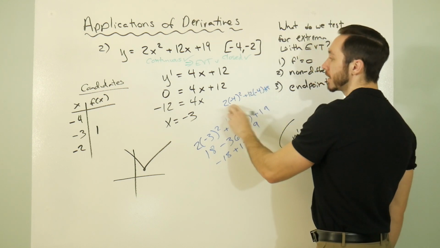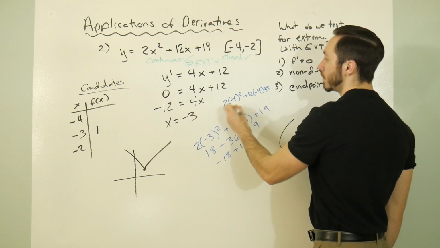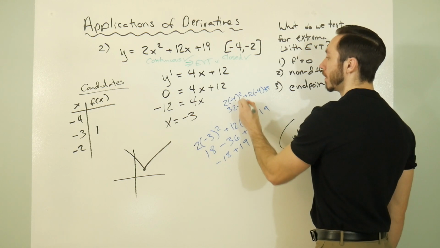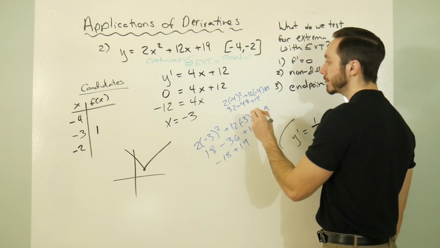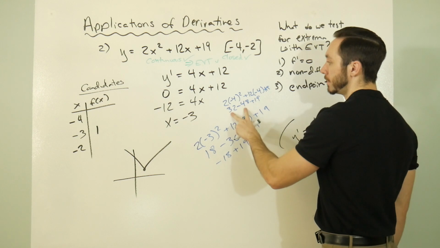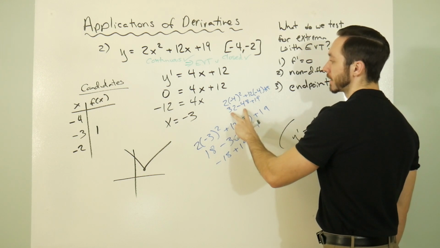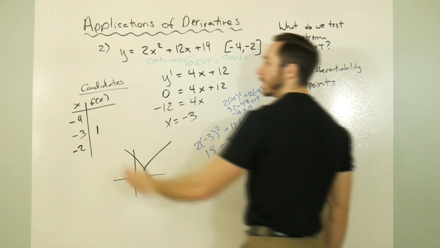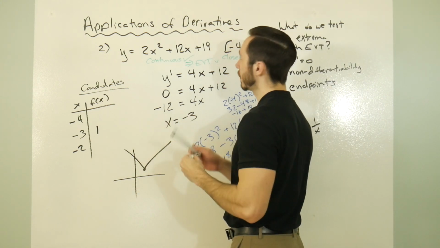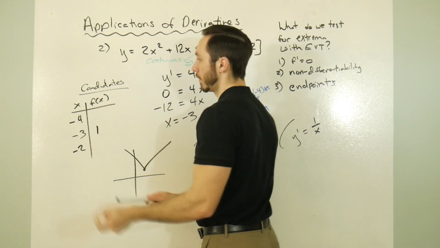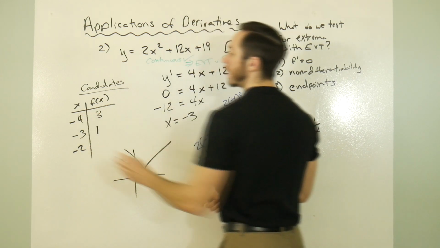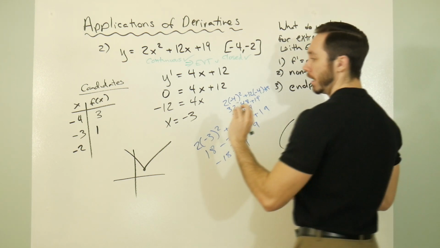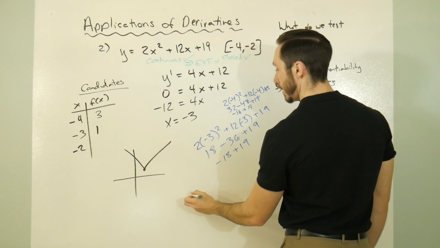Okay. 16, 32. This is 48. And plus 19. Negative 16 plus 19. You end up getting 3 for negative 4. Should get the same thing for negative 2, by the way. Let's see if we do. I'll just do the mental math on it. So put the math down here, I guess.